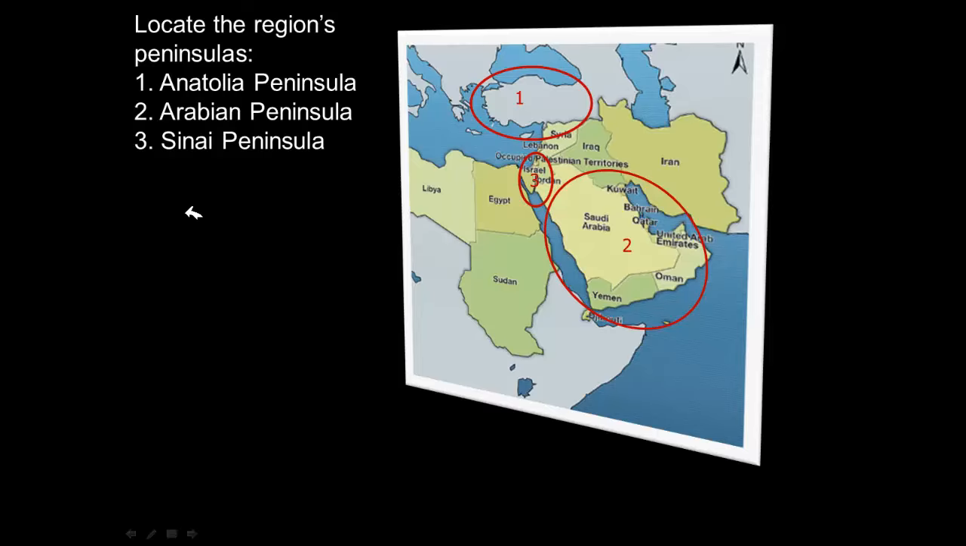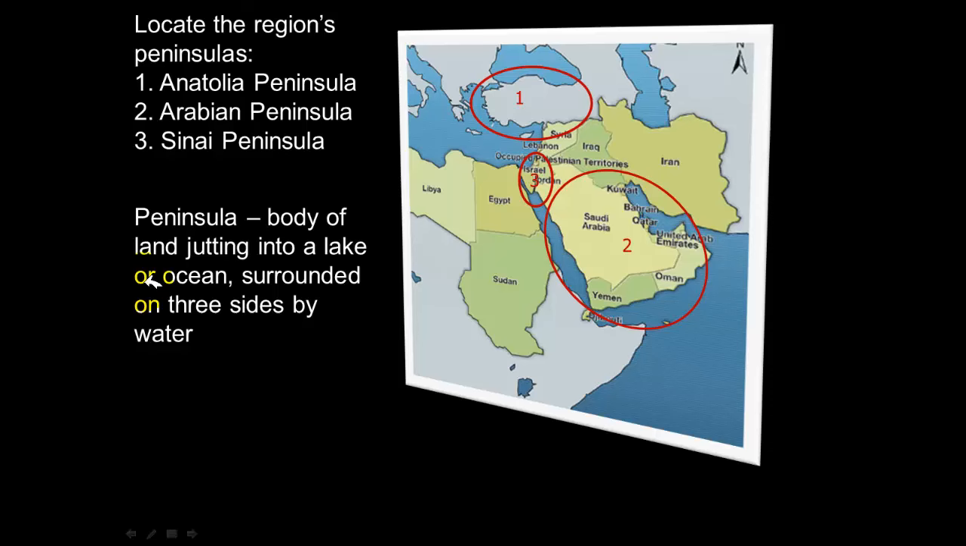And the third major peninsula that we will discuss is the Sinai Peninsula, and this is made up of Egypt and a little bit of Israel. The Sinai Peninsula is surrounded on three sides by water. And just to review the concept of a peninsula again, it's just a body of land that normally juts into a lake or ocean, and is surrounded on three sides by water. So we've already checked that each one of those peninsulas fulfills that requirement.